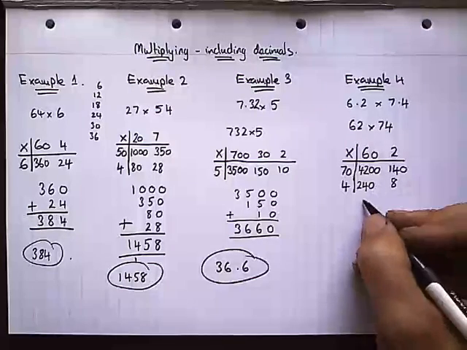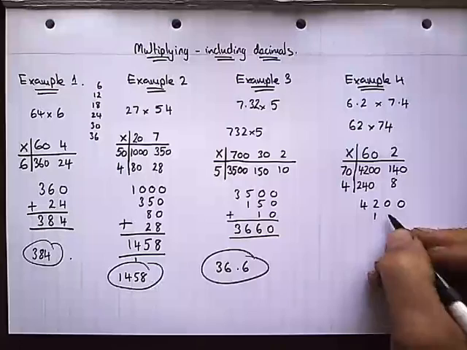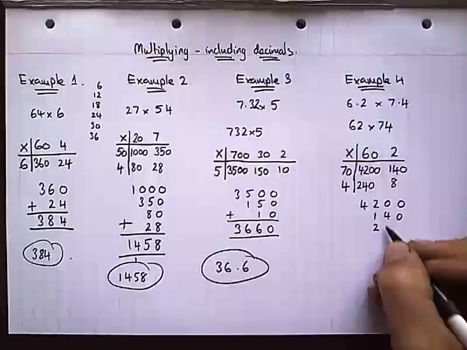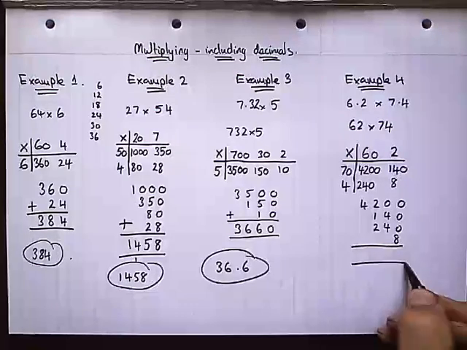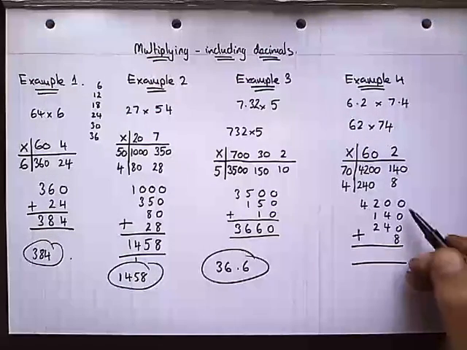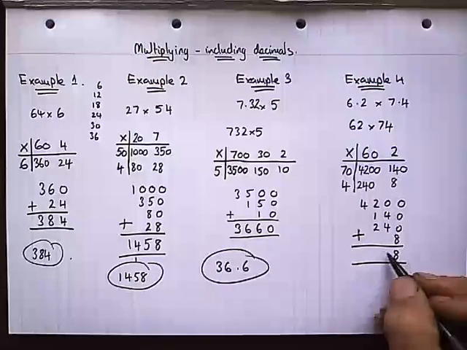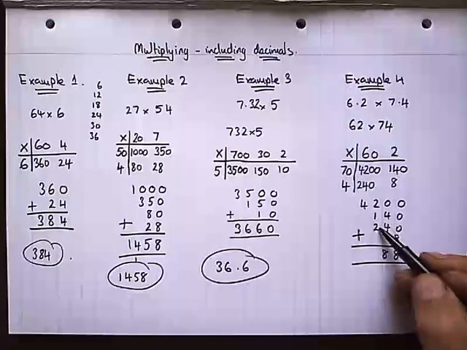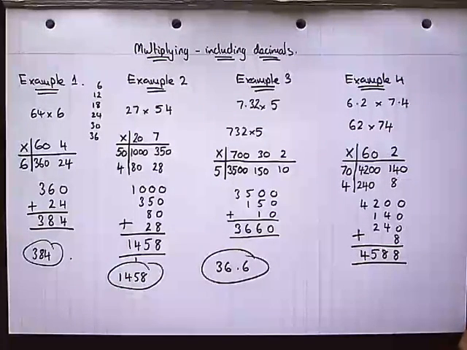So 4,200, 140, 240, and 8. 0 plus 0 plus 0 plus 8 is 8. 0 plus 4 plus 4 is 8. 2 plus 1 plus 2 is 5. And 4. So it's 4, 5, 8, 8.